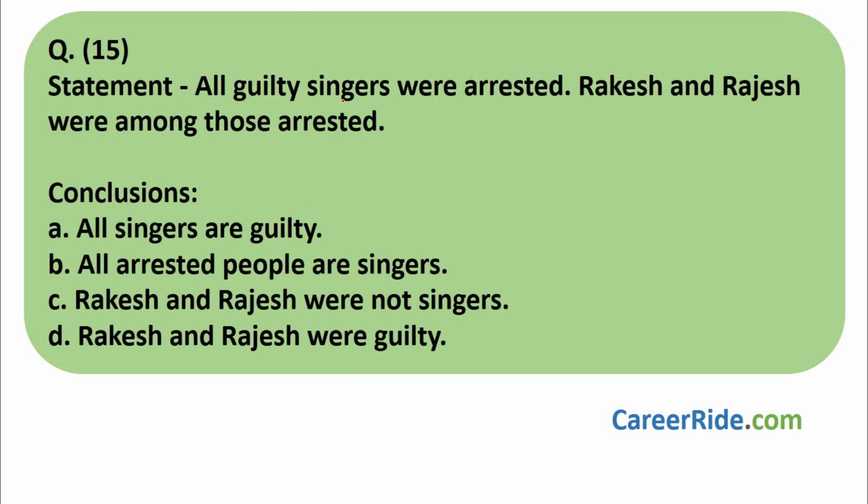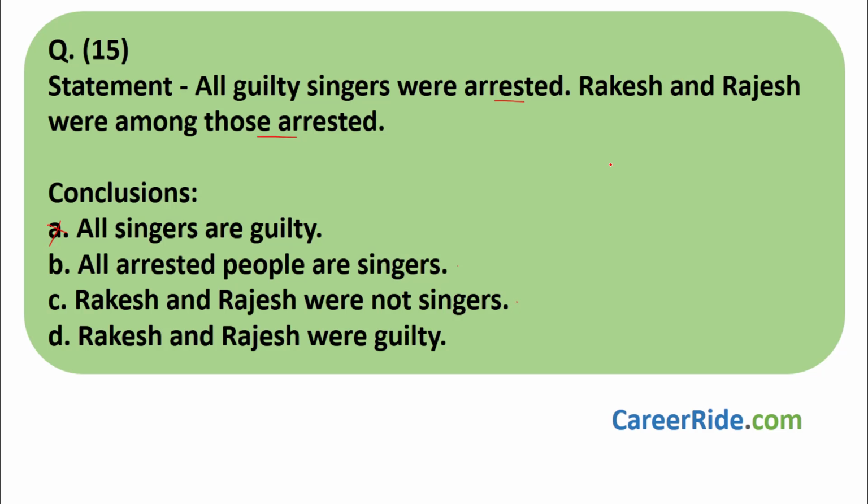Statement: all guilty singers were arrested. Rakesh and Rajesh were among those arrested. Conclusions: all singers are guilty. This is common sense, this is a wrong conclusion. All arrested people are singers. Okay, this can be right, but let's see other options. Rakesh and Rajesh were not singers. Okay, let's check out whether this is right or not.